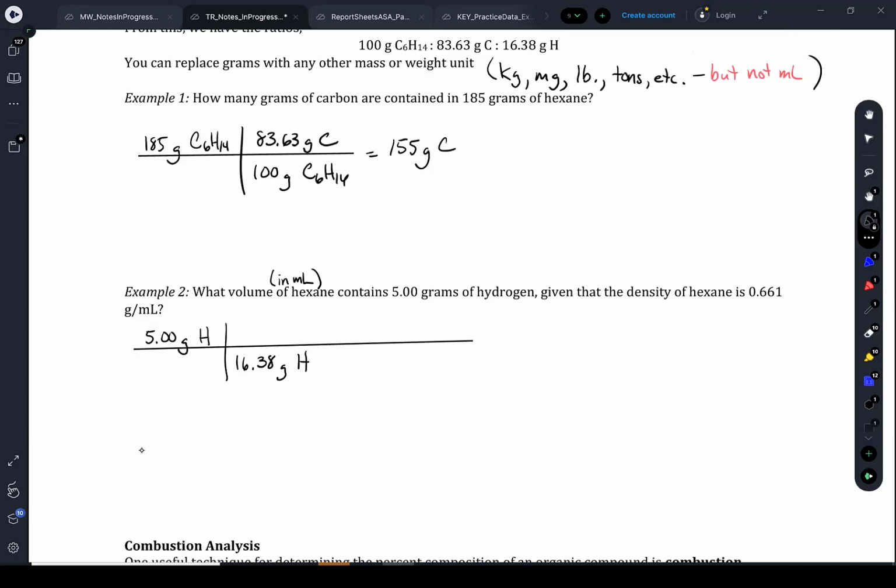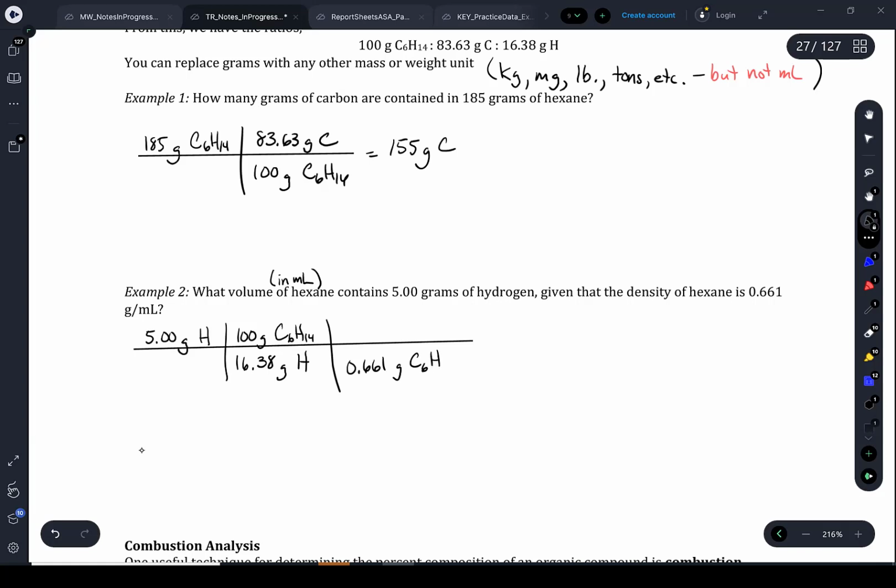Okay, so this is for every 100 grams of hexane. And then I want to convert this to milliliters. So down in the denominator, I'm going to write 0.661 grams of hexane is. And you see, if you think about it the way I was talking about, you don't have to say to yourself, do I multiply, do I divide? Do I multiply, do I divide? Do I multiply? Because that's not how you want to do it. You want the units to cancel. That's all that happens. Grams over grams, grams of hexane over grams of hexane. And you get the answer you want. That's like 80% of what we do in this class.